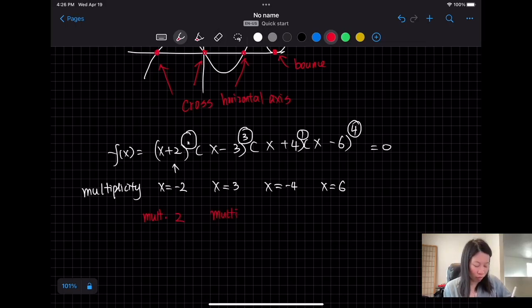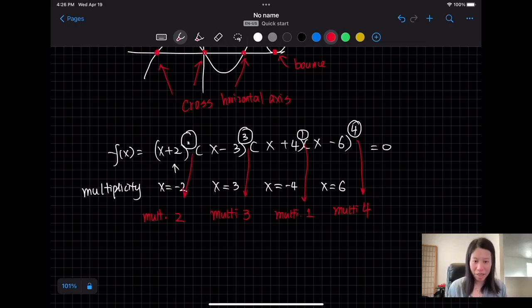And then this one, the multiplicity is equal to 3. And for this, the multiplicity is equal to 1. And the multiplicity of the last x-intercept is equal to 4. It's just determined by the power.